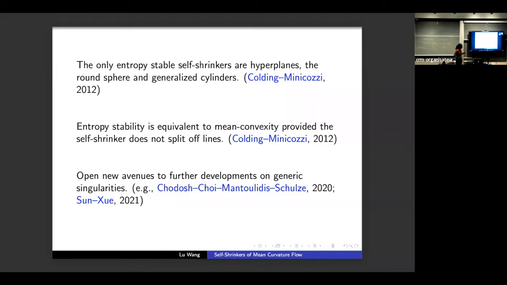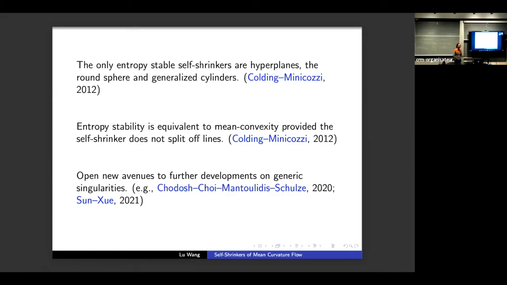And it's also very interesting to note that there's a relation between this entropy stability and mean convexity. That's exactly how Colding–Minicozzi was able to remove this curvature boundedness in Huisken's original classification theorem. Okay. So basically, if you know the self-shrinker does not split off a line, then you can show that the self-shrinker being entropy stable is equivalent to saying the self-shrinker is mean convex. So stability is like a variational property, and you can relate it to a spectral property for the linearized operator of the self-shrinker, which is given by basically a drifted Laplacian operator.